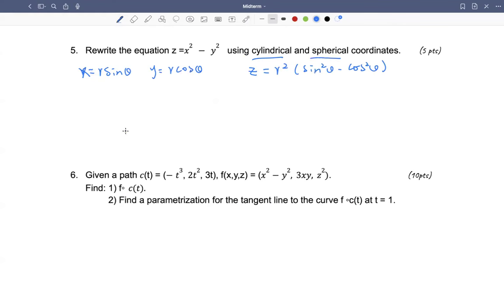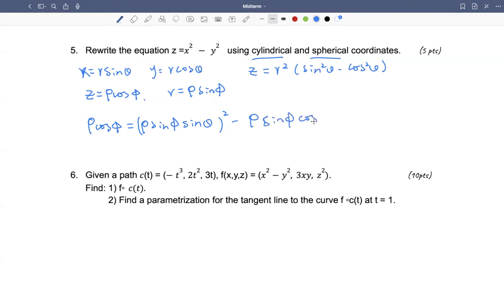All right, spherical. Spherical, we have z equals rho cosine phi, then r equals rho sine phi. So I have to switch to this. We'll get rho cosine phi equals x squared, where x is rho sine phi multiplied by sine theta, squared, minus rho sine phi cosine theta squared. We still have to simplify a little bit.